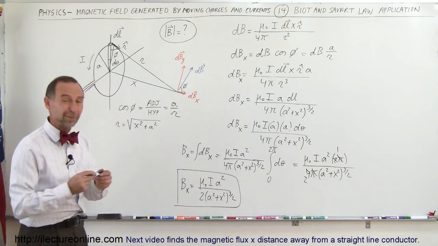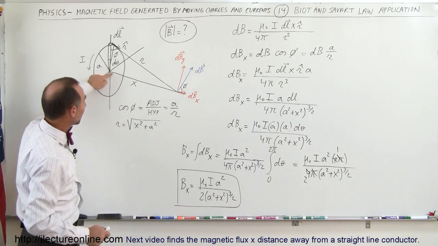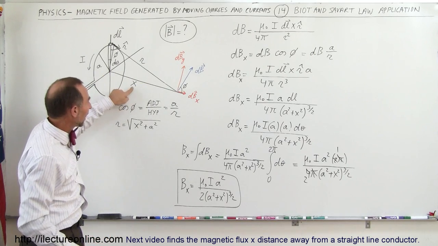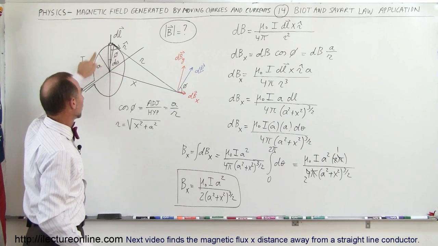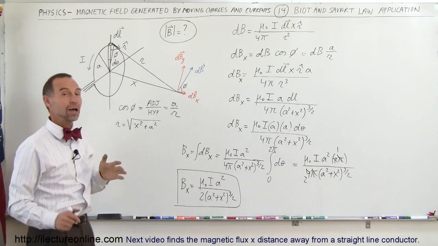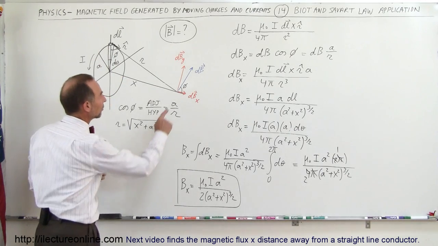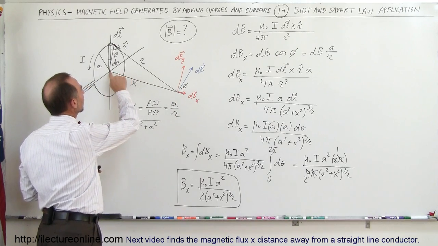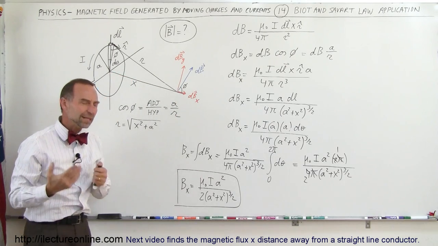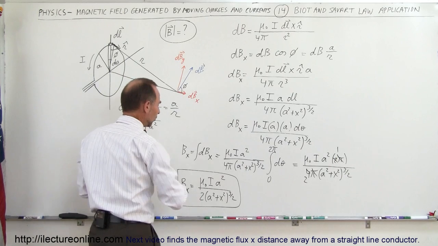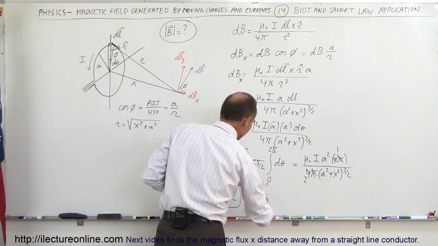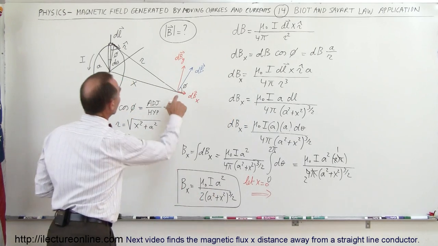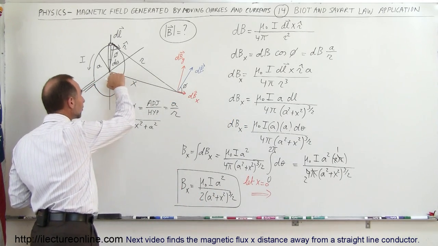That is the B field, the magnetic field, at some point along the axis, a distance x away from the center of the circle, due to a current running through the circular conductor like that. Now, just as a check, what if we bring this point all the way in over here? We let x equal 0. What would be the answer when x becomes 0? That would be the magnetic field at the very center of the circle.